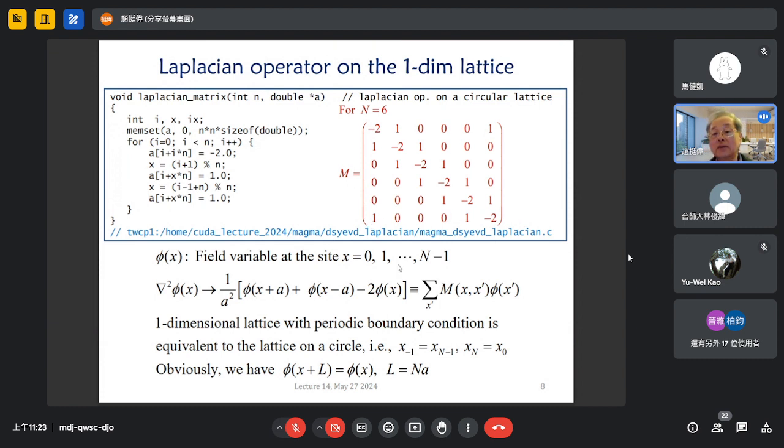Then I can call this routine, magma DSYEVD, to obtain the eigenvalues and the eigenvectors of this Laplacian operator, the Laplacian matrix.